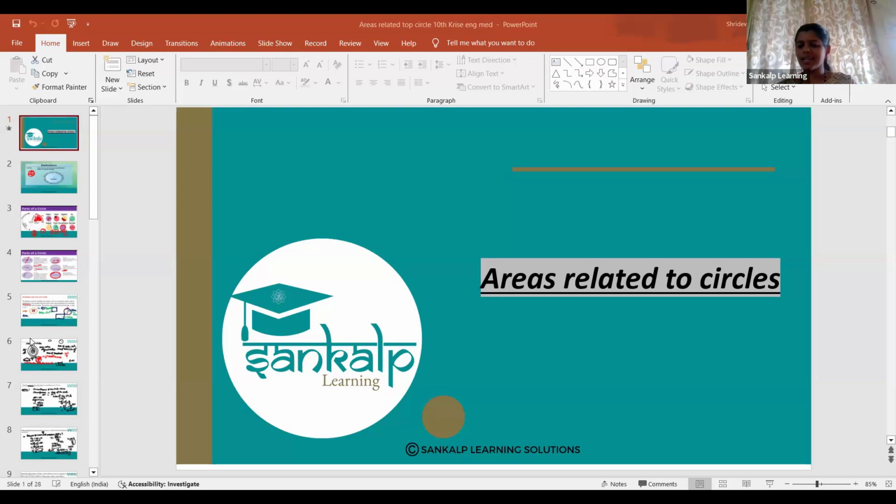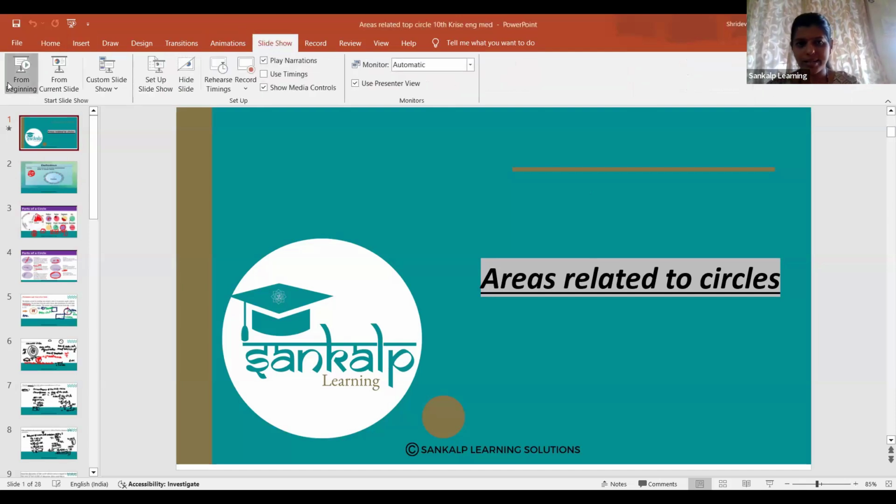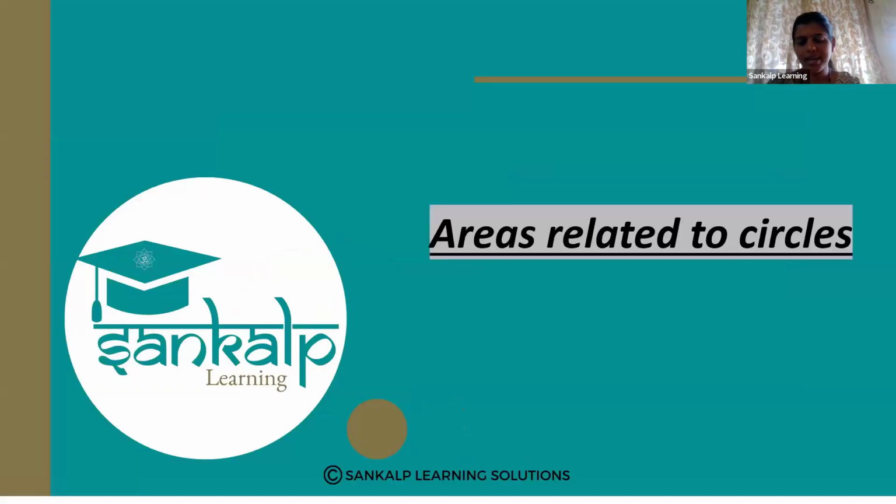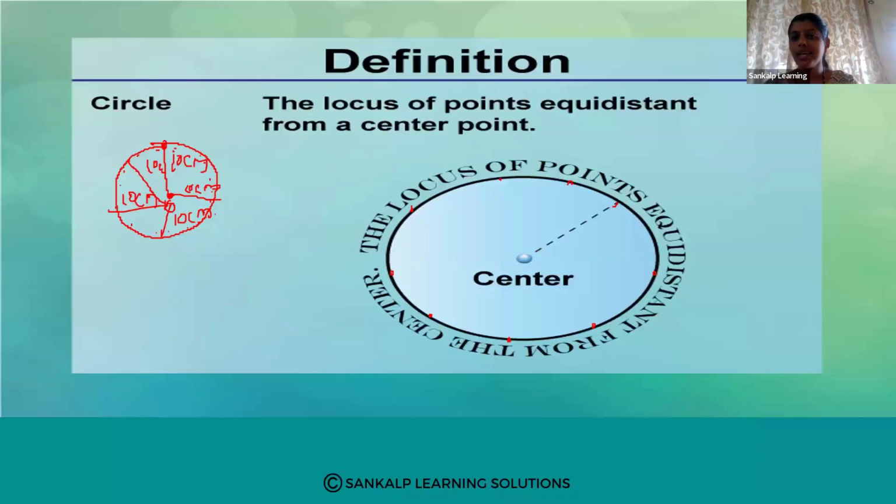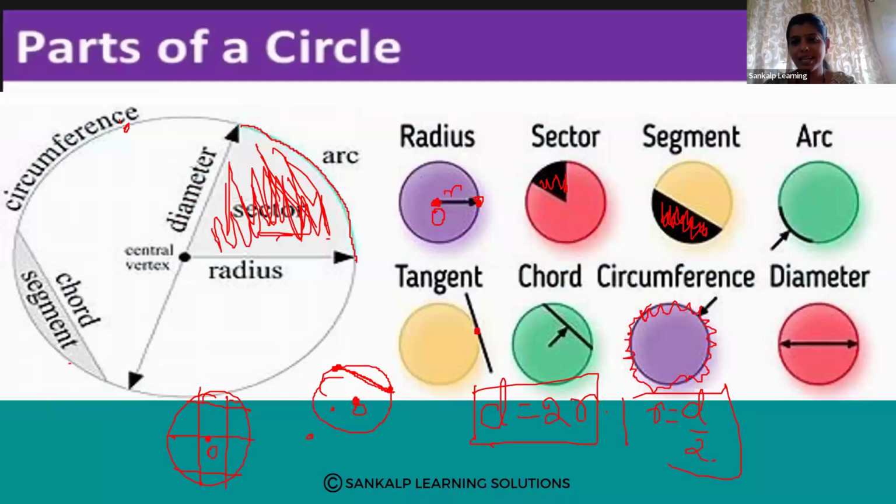In the last class, we started the chapter on areas related to circles. Yesterday we discussed what a circle is and the parts of a circle. A circle is the locus of a point equidistant from a center point, that we call a circle.